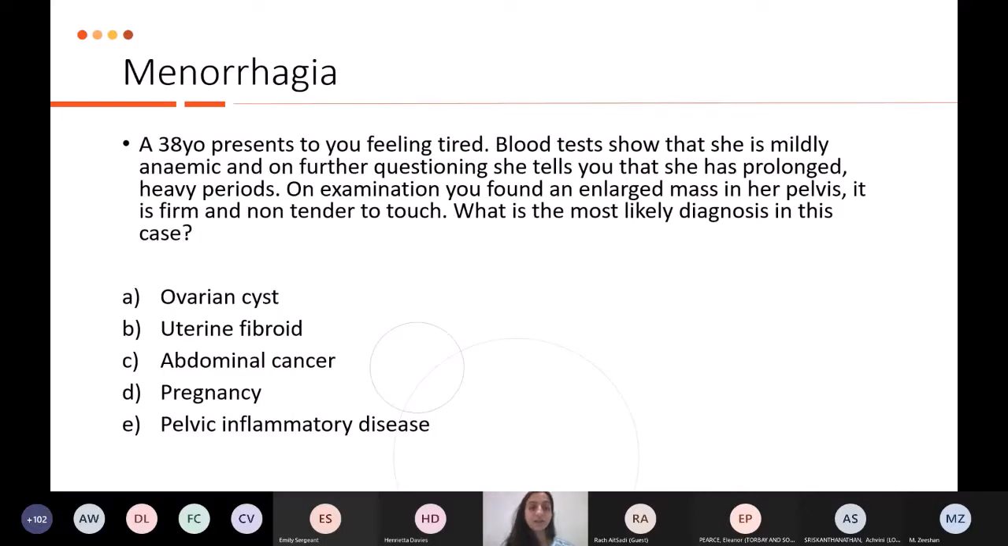So thinking about menorrhagia, so you have a 38-year-old woman who presents to you feeling tired all the time, and as you normally would in GP, you'd probably do a blood test, which shows you that she's mildly anemic, and you ask a little bit more about her period. So she has prolonged heavy periods, and then you decide to feel her abdomen, and you feel an enlarged mass in her pelvis. It's firm, non-tender, not that painful.